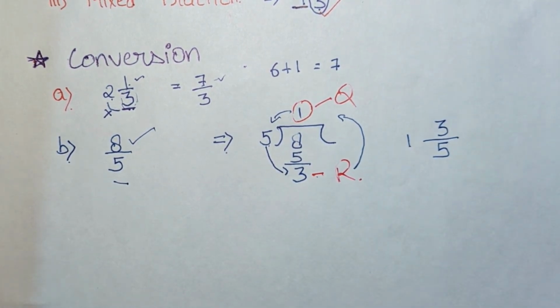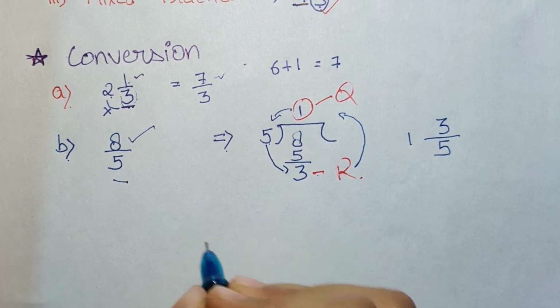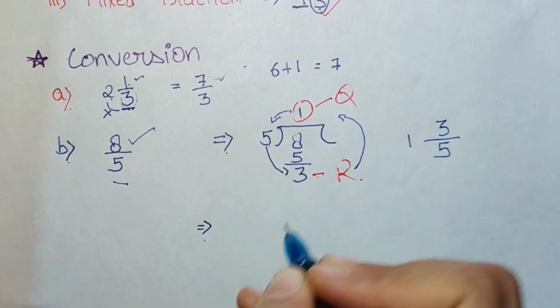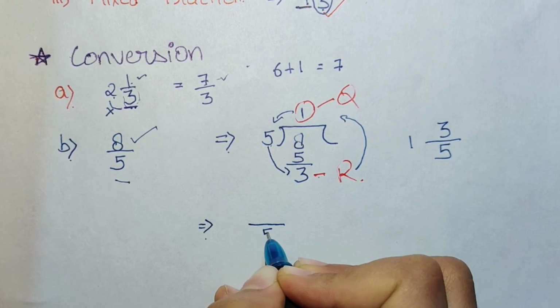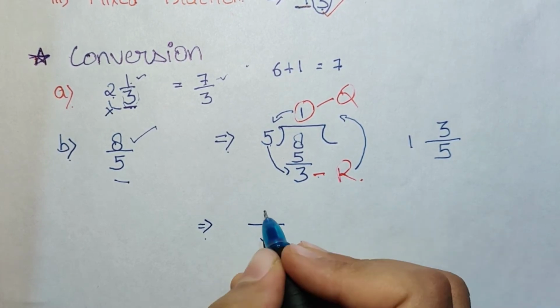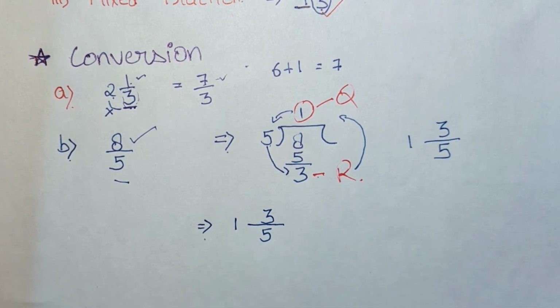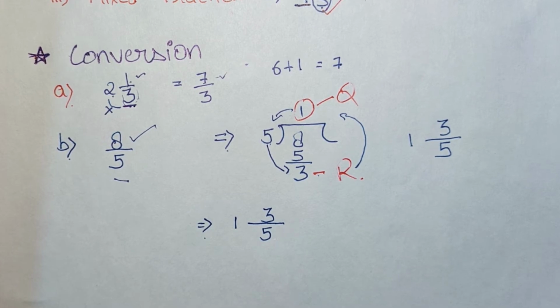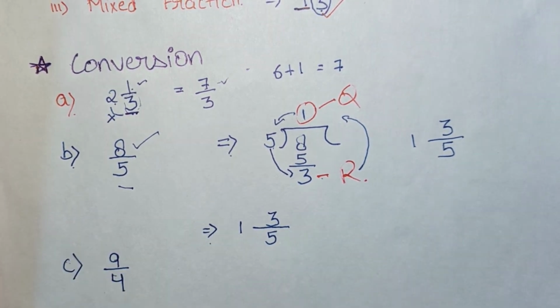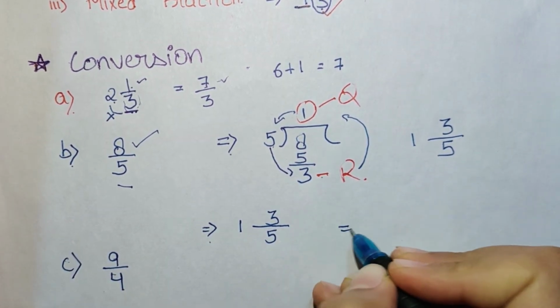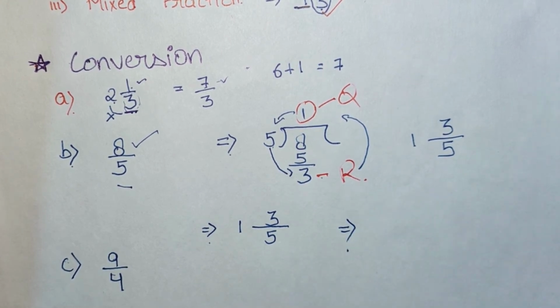Or the other method by which you can know is this. We'll write this 5 as denominator, remainder is written as numerator and quotient is written as the whole number. Whichever method you find easier, you can do it by that. Let us take one more example to understand it. 9 by 4. Let us perform division again for 9 by 4.